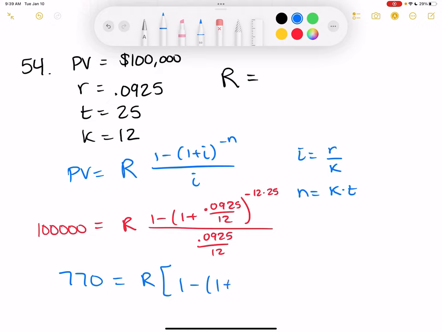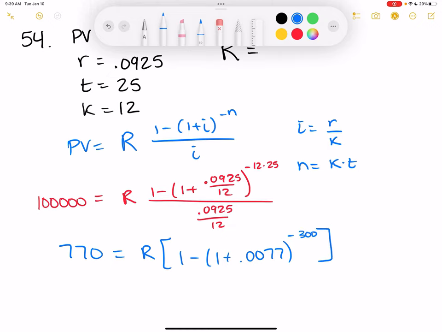I did it differently because I rounded. Was it 0.0077? 0.0077. Okay. Raised to the negative, what is that, like 300? Yes. So then I would solve this in here by pieces. I would do the 1 plus that, raise it to the negative 300, and then do 1 minus that second answer, and then we'll divide the 770 by that.